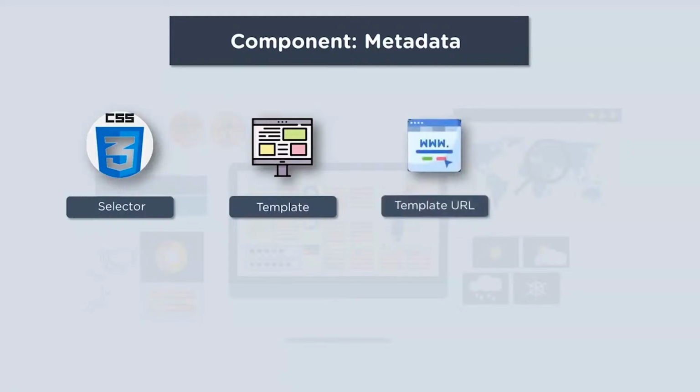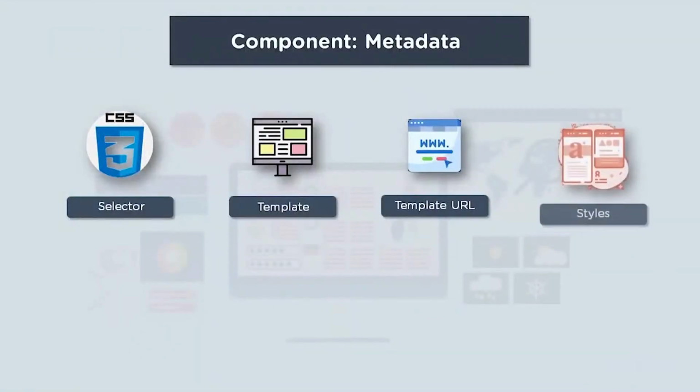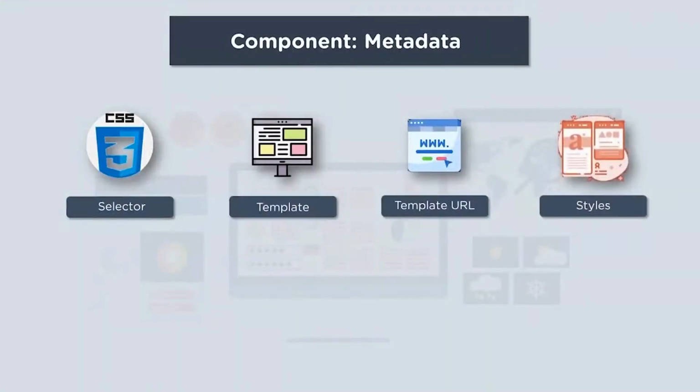Next up, we have template URL. Now, it is the URL for the external file containing the template for the view. So here you can see, this is basically the external file that contains the template for the view. Next up, you have styles. Now, these are also inline defined styles that can be applied to the component's view. So any code that you provide in the .css file can also be included here.